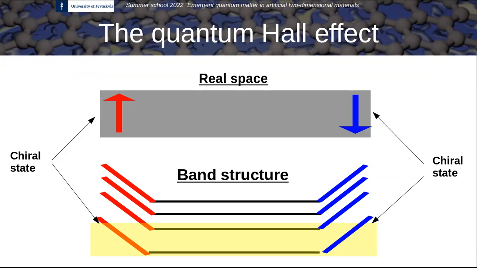So later on, we will see how the Landau levels of, let's say, 2D TMDCs and graphene look like. And essentially, the only thing that you have to remember is that you will see these pictures over and over and over.